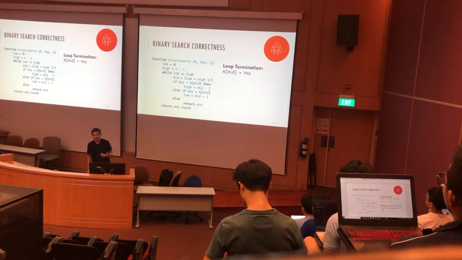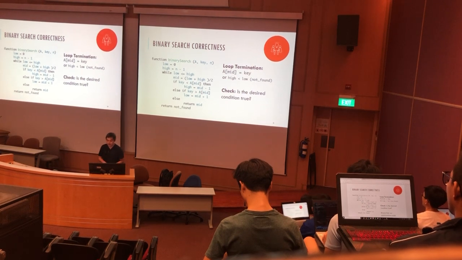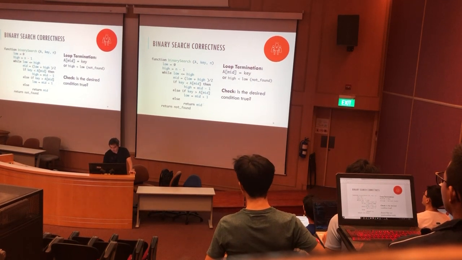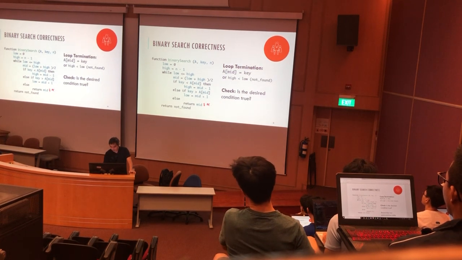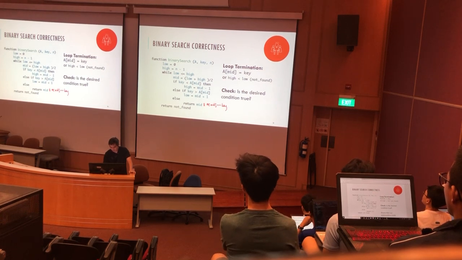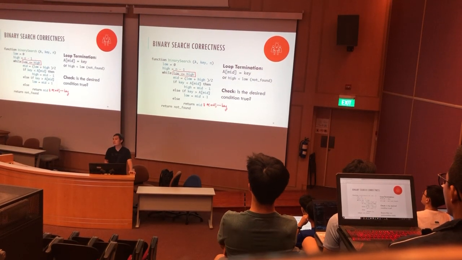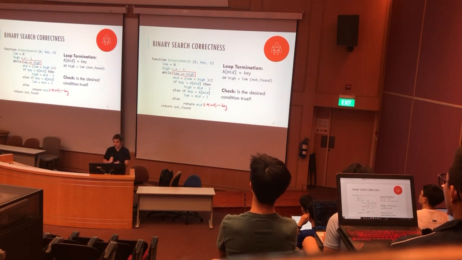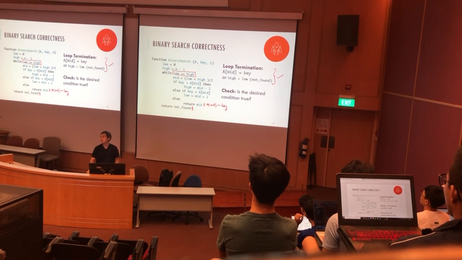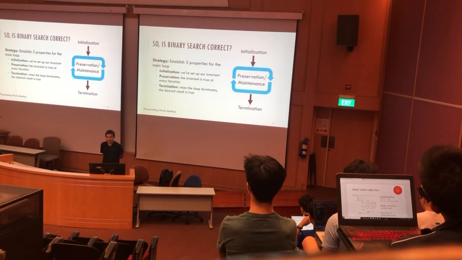So at loop termination, A is either the key or it's not. That's the termination condition. Is the termination condition true? Again, yes. This will only terminate here if a-mid equals the key, or if this other condition happens, which you can check slowly. This condition happens when you've exhausted your search, essentially, and then you return not found. So the loop termination condition is also true, and you ensure that your postcondition holds.